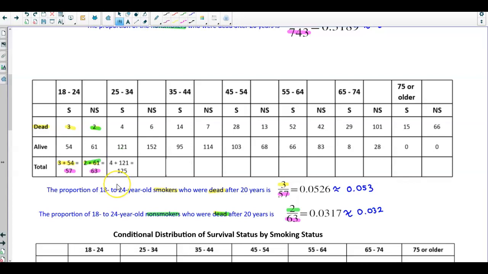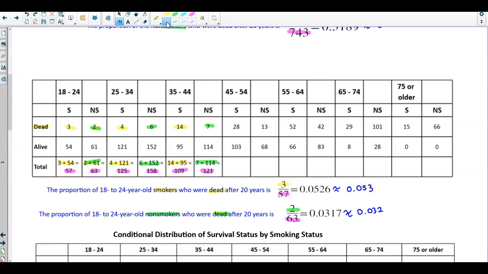So what we're going to do is take the value of the smokers aged 25 to 34 that were dead, 4, and add the 121 to give us a total of 125. And then we're going to take 6 and add 6 with 152 to give us 158. Next, we take the next age group of 35 to 44. The amount that were dead is 14. Adding 14 with 95 gives us a total of 109. And then for non-smokers, we have 7. 7 plus 114 gives us 121.